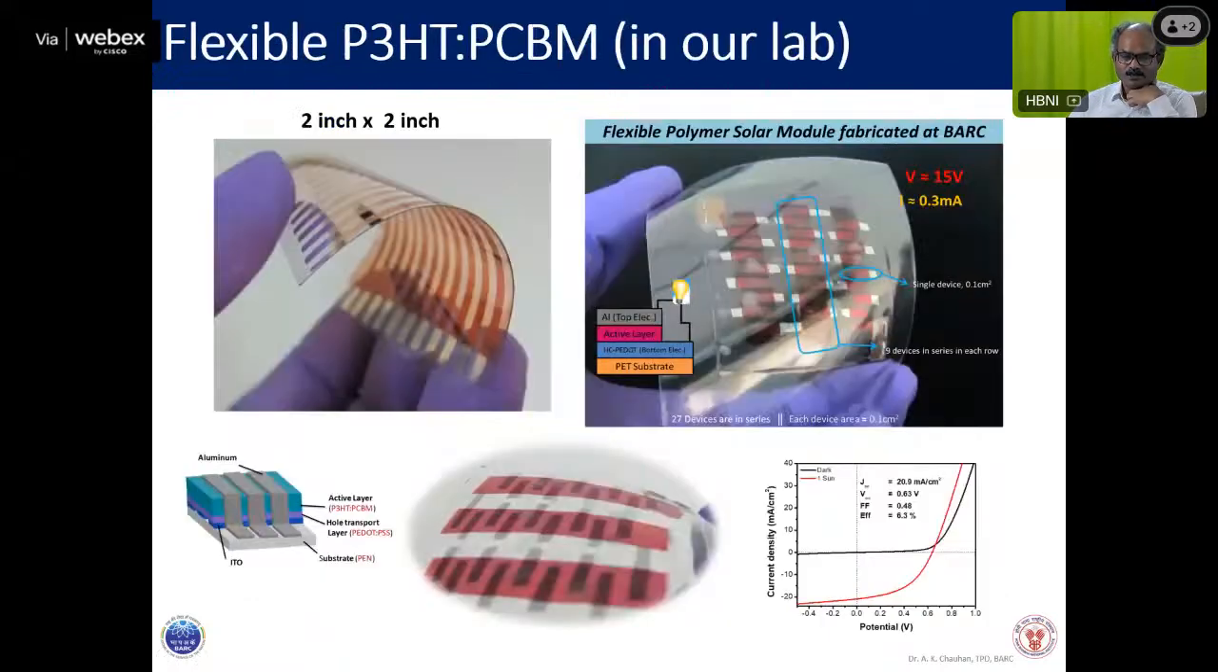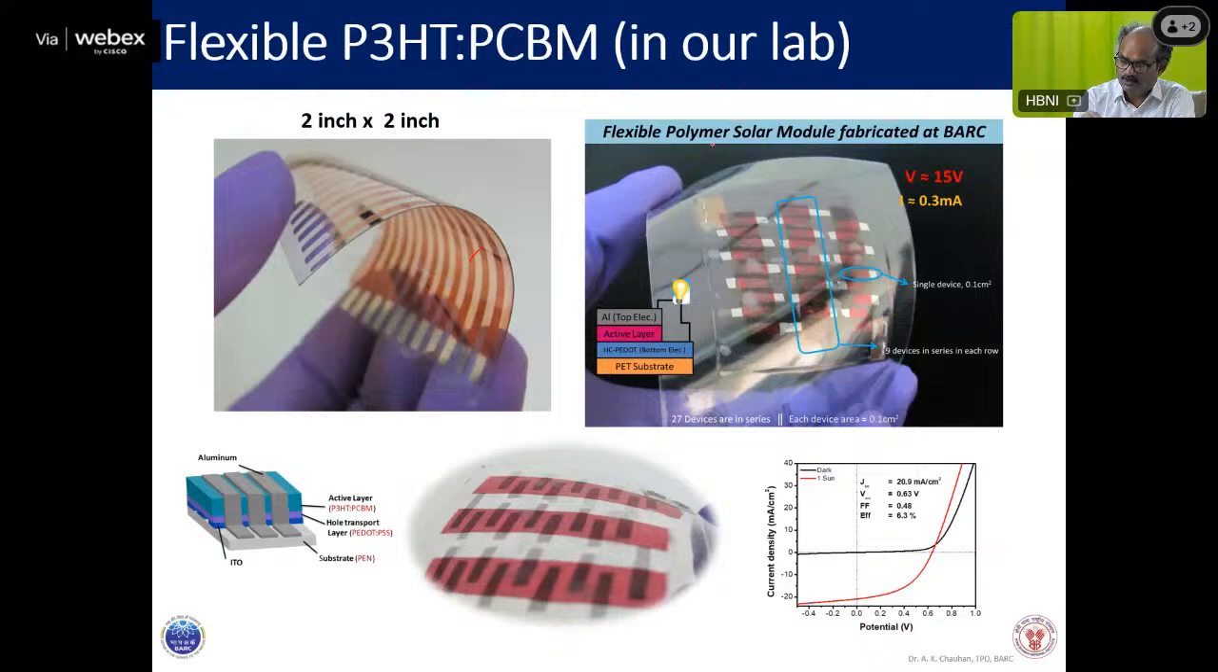These are some of the flexible devices which we have made in our lab. It is a 2-inch by 2-inch flexible solar cell. And this is a module. Many small devices are made and joined together, some in series, some in parallel, so that we can make a module which gives higher voltage, because in practical devices you need higher voltage and a good amount of current.